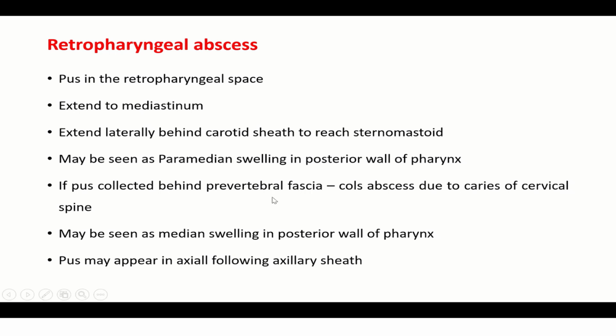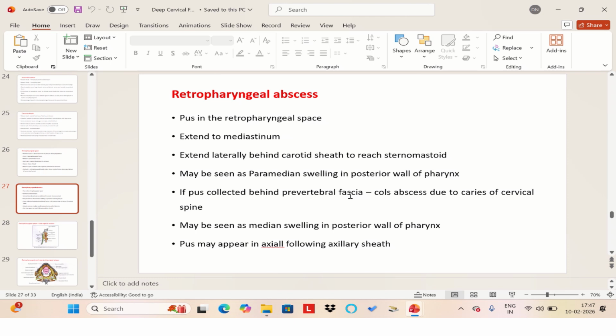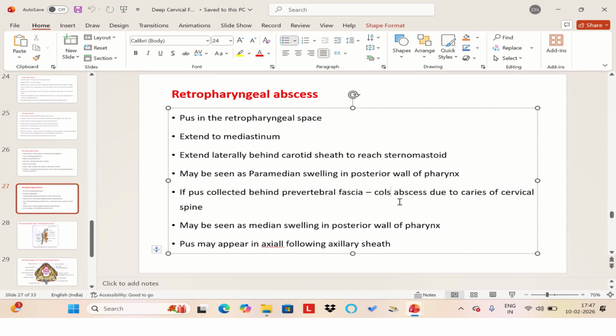If pus is collected behind the prevertebral fascia, then we call it a cold abscess, due to caries of the cervical spine, and it may be seen as a median swelling in the posterior wall of the pharynx. Pus may appear in the axilla, following the axillary sheath, which is a tubular sheath around the cords of the brachial plexus, subclavian artery and axillary artery.